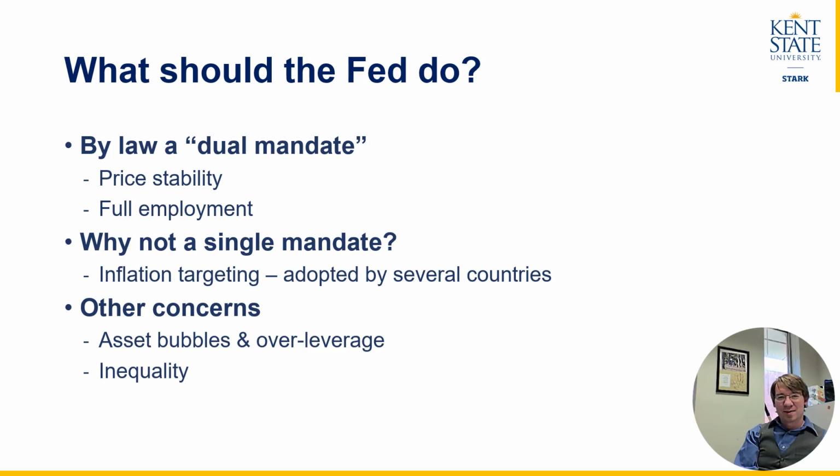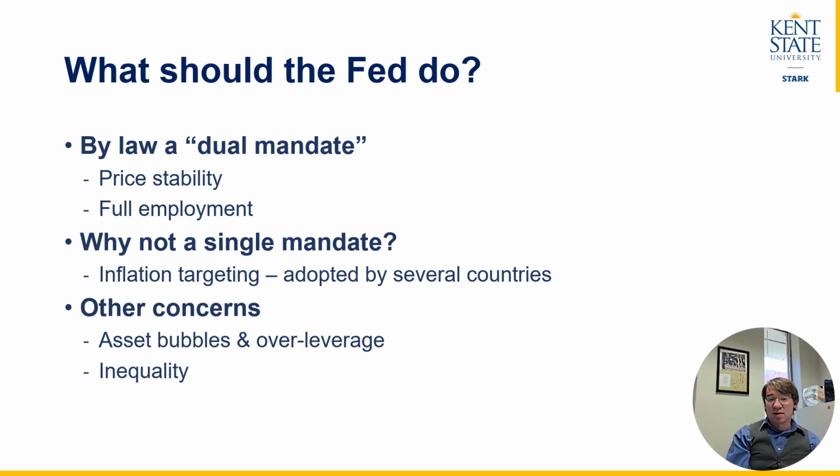And then finally, there's the question of, well, what should the Fed be doing? So by law in the United States, the Fed has what we call a dual mandate. That is, they are supposed to, 1, achieve price stability, and 2, achieve full employment. Now we know that these two are not necessarily totally compatible with each other, which means then, right, that they're going to have to operate in between and decide which of these is more important at any particular point in time. Now, a few questions get raised.